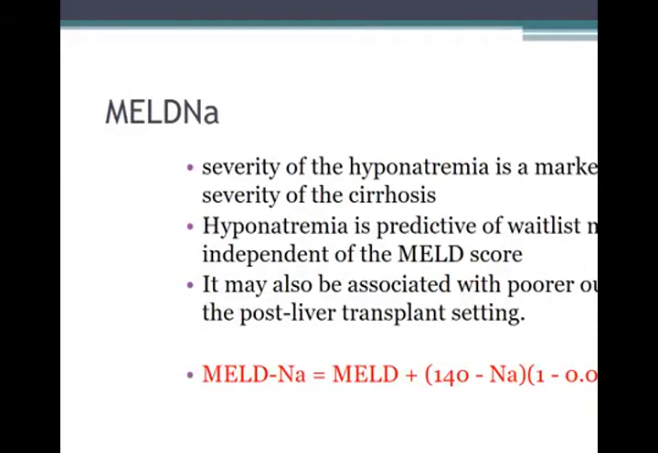Hyponatremia is a marker of severity of cirrhosis. So in some cases, it has also been incorporated in the MELD, and hyponatremia is predictive of wait list mortality, independent of the MELD score. So it shows a poorer outcome in those patients who are going to have a liver transplant.